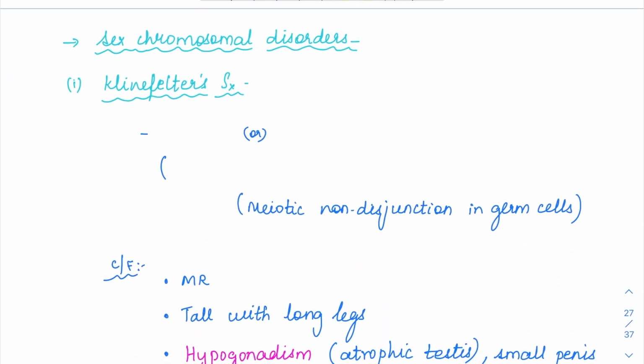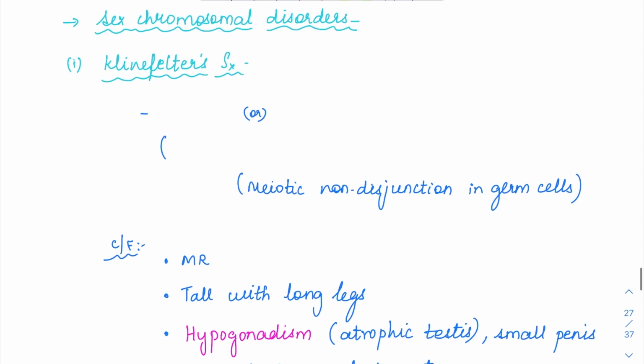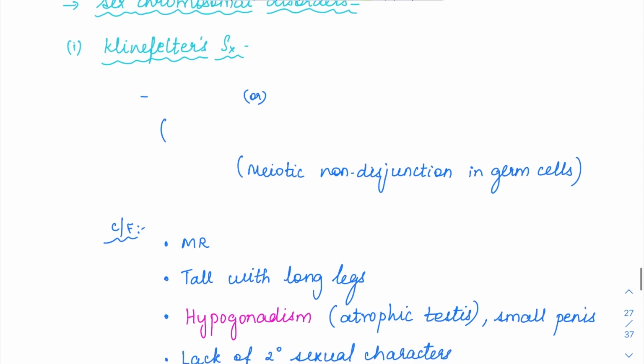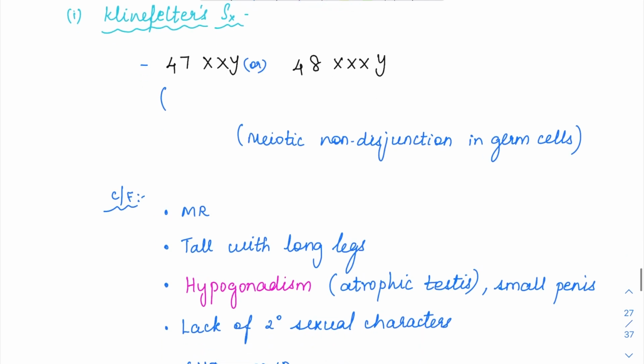So now we have seen the autosomal numerical disorders. Let's move on to the sex chromosomal disorders. Under sex chromosomal disorders, first is Klinefelter's syndrome. The genotype we have already discussed: it is going to be an extra X chromosome, either 1X or 2X. If it is 1 extra X, it is going to be 47 XXY or 48 XXXY, right? So don't confuse it. You should not tick the answer as 46 XXY or 46 XXXY. It is 47 XXY or 48 XXXY.